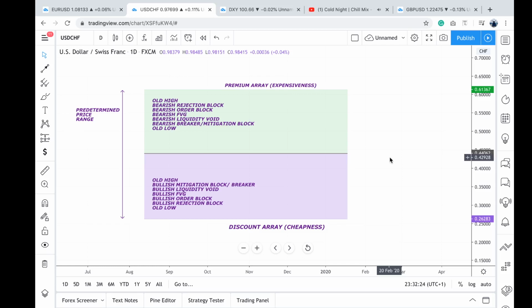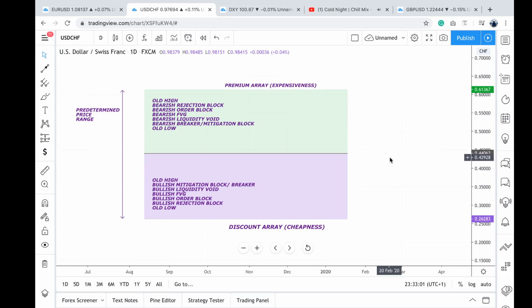Okay, unless price hasn't gotten to an institutional reference point on the expensiveness level, or on the premium area. Okay, so above the 50% of the range, you really want to focus more on sells, or you really want to begin to anticipate sells. There are lots of factors that could change that, but basically this is a general rule of thumb: once price breaks the 50%, you know price is going to reach for one of the institutional reference points on the expensive side, which is the premium area.